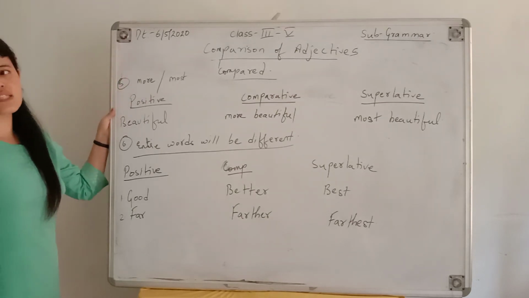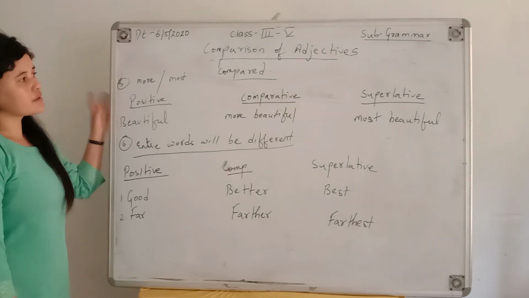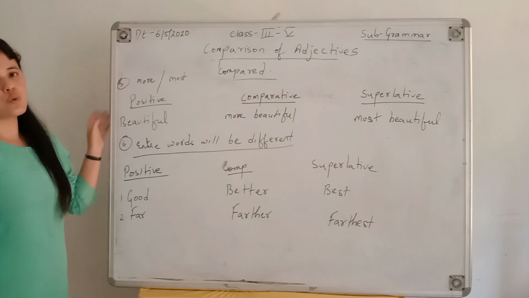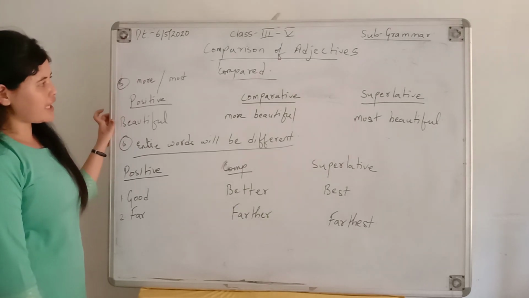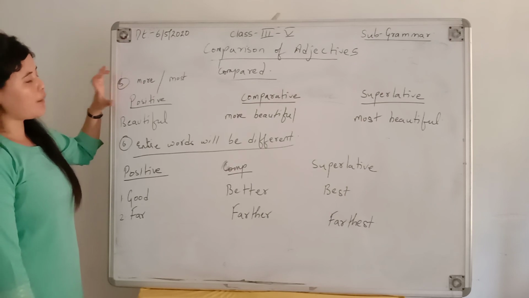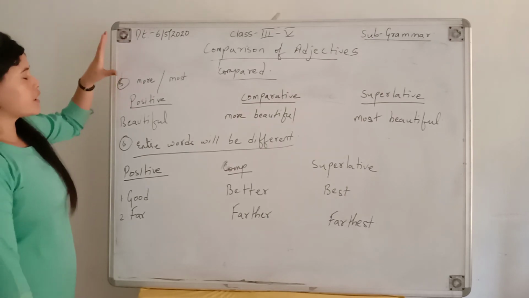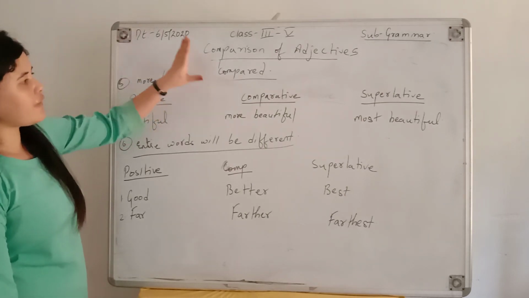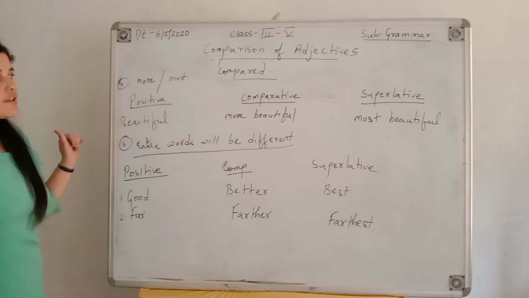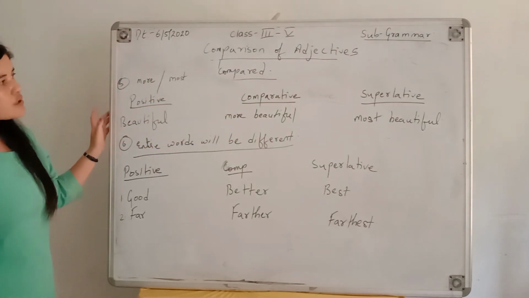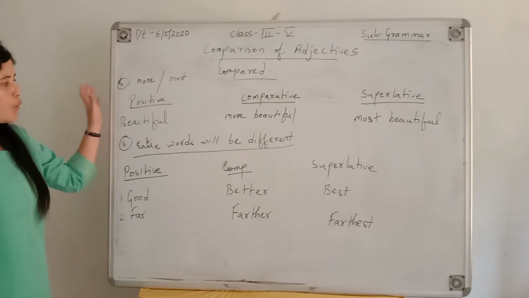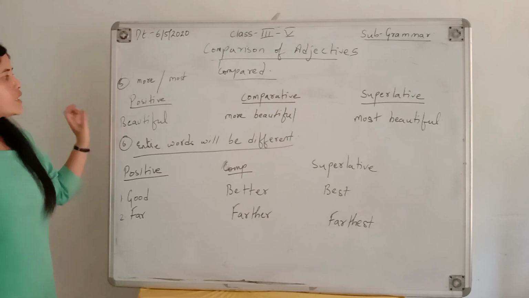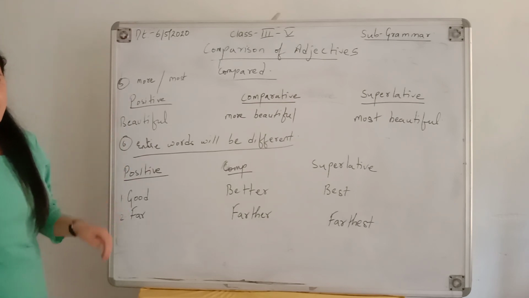So comparison of adjectives is mainly positive, comparative and superlative. But the thing we have to understand is that when we change the positive word into comparative and superlative, there are six rules, and these six rules we have to follow when we get particular words in positive form.